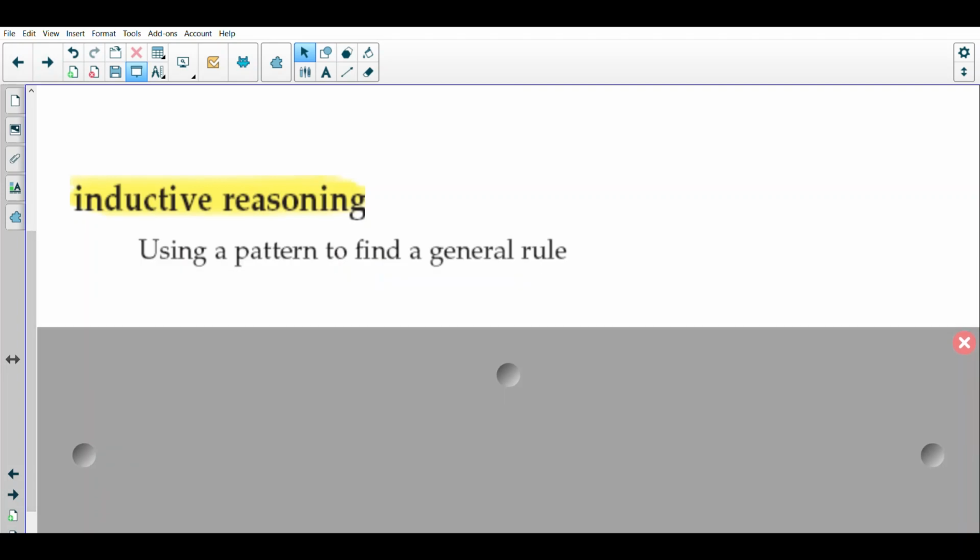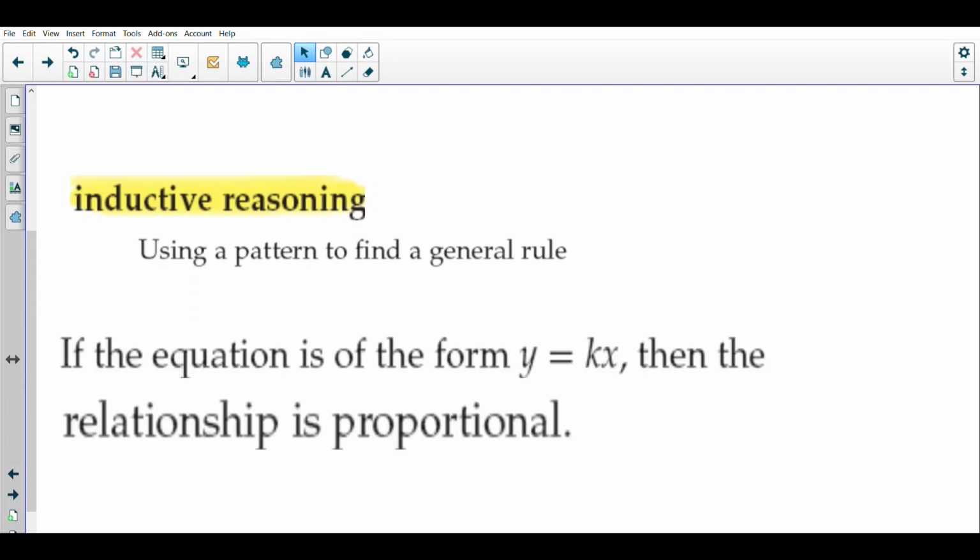So, it's nothing that's really proven. It's just we see a pattern and we create something from it. So if the equation is of the form y equals kx, then the relationship is proportional. Okay, y equals kx, where k is a constant.